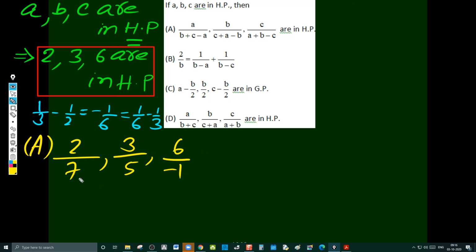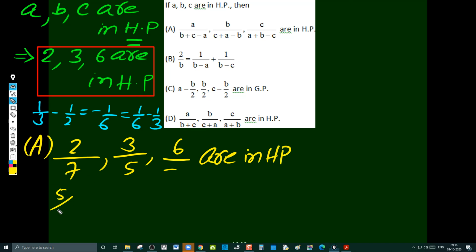So 3 by 5 minus 2 by 7. No, you have to take the reciprocals. You have to take the reciprocals. Generally, these are in HP given or in HP. Whether it is true or not, write like this: 5 by 3, minus 7 by 2.